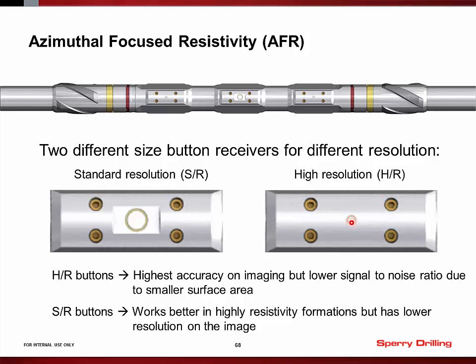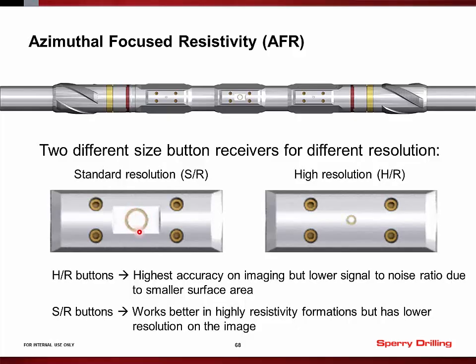In fact, so difficult that it gets lost in the noise of the electronics of the tool, and the resulting resistivity measurement gets extremely noisy. That happens at about 500 ohm meters or thereabouts, formation resistivity. So to maintain a measurement above that, we keep the standard resolution buttons on the tool.